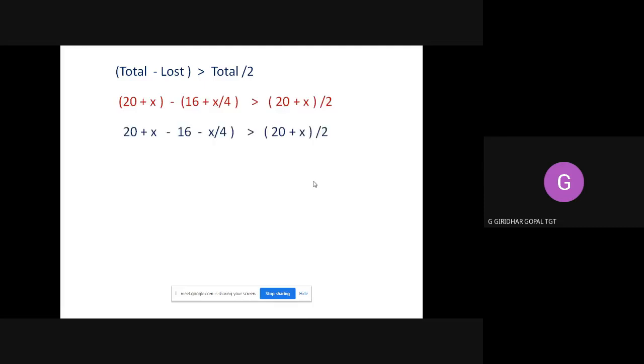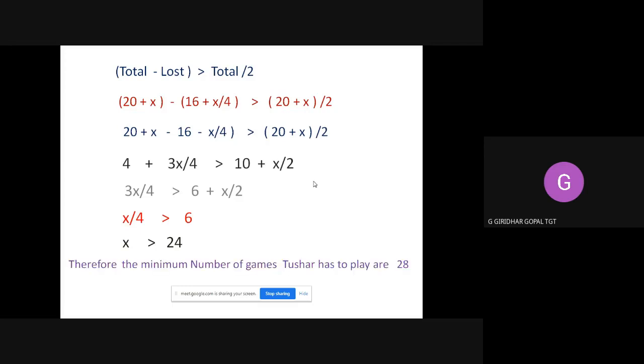So with a greater than symbol, inequations can be formed, and we get directly here that x should be greater than 24. That means if you add another set, only 4 games you have to add to 24. So therefore the minimum number of games Tushar has to play are 28. Total number of games he has to play are 48. So this is how the scenario can be developed by taking a simple problem.